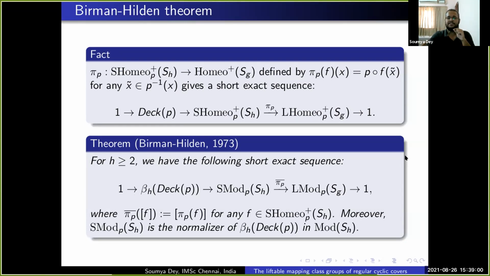Very interestingly, an analogous short exact sequence also exists at the level of mapping classes. It's a theorem by Birman and Hilden in a paper in 1973. They have shown that there is a short exact sequence from SMod(P) of SH to LMod(P) of SG, and again the kernel is basically the image of this under beta H, but this is basically an inclusion, so it's an injective map. So it's isomorphic to Deck(P). And moreover, this SMod is the normalizer of the deck transformation group in Mod(S). This is also a very interesting fact.